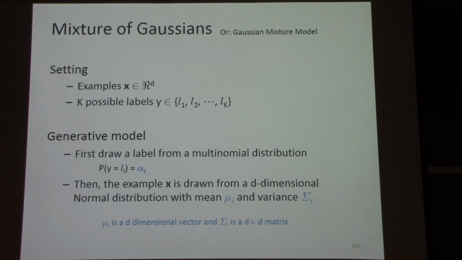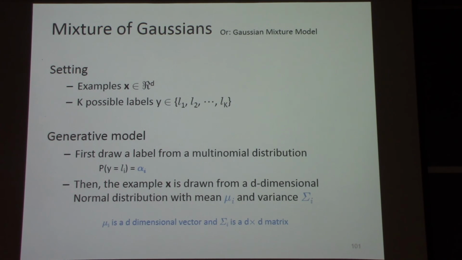And the generative model looks like this. First, you roll a k-sided die. The technical name for a k-sided die is a multinomial distribution. So you draw a label from the multinomial distribution, let's say you pick Li, the ith label. Once you have that, each label corresponds to a normal distribution, and you sample from that normal distribution. That gives you a label and a point. That's your label, that's your point. This is the generative story.